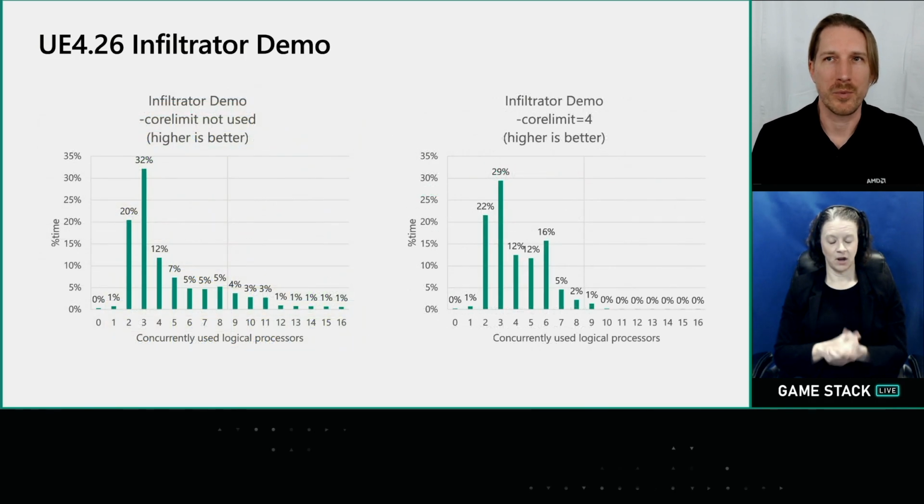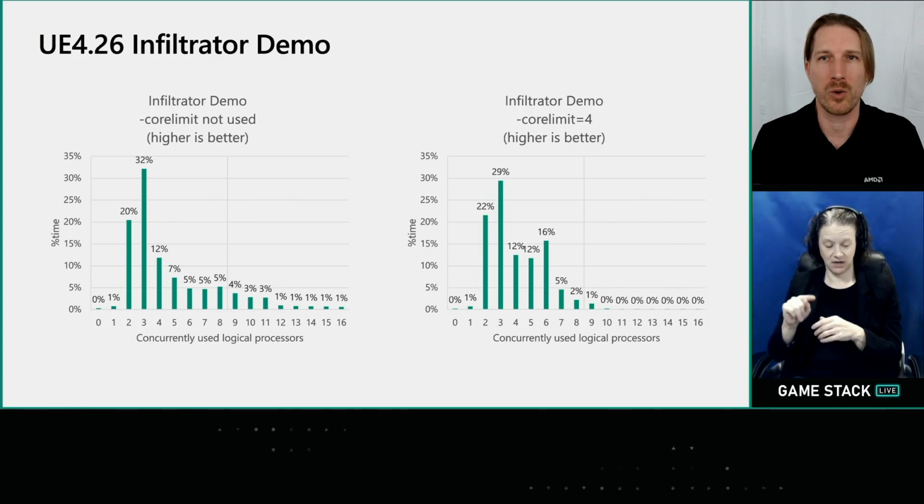When run as administrator with advanced settings, AMD uProf can be used to show the actual thread concurrency histogram for a process. On the left, SMT threads were used 13% of the time while using the default core limit value. On the right, SMT threads were used only 2% of the time while using core limit equals 4 for slightly higher performance.